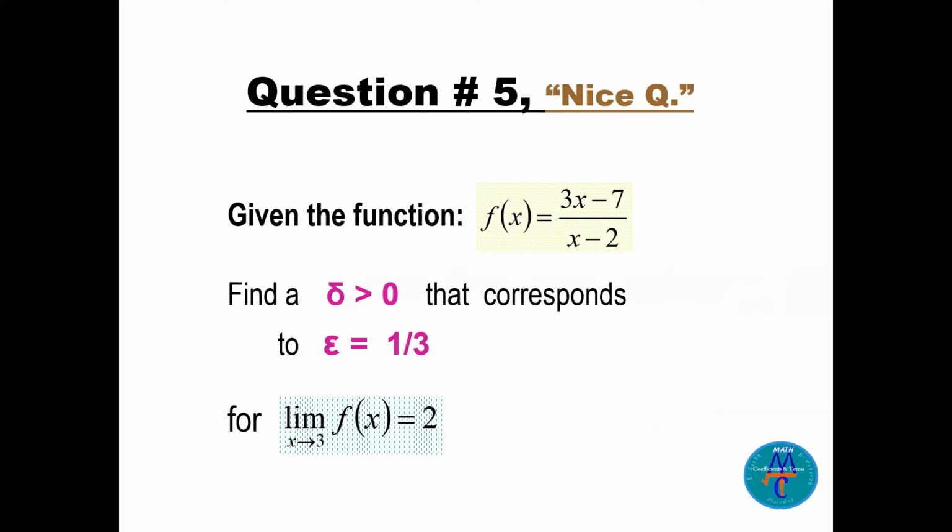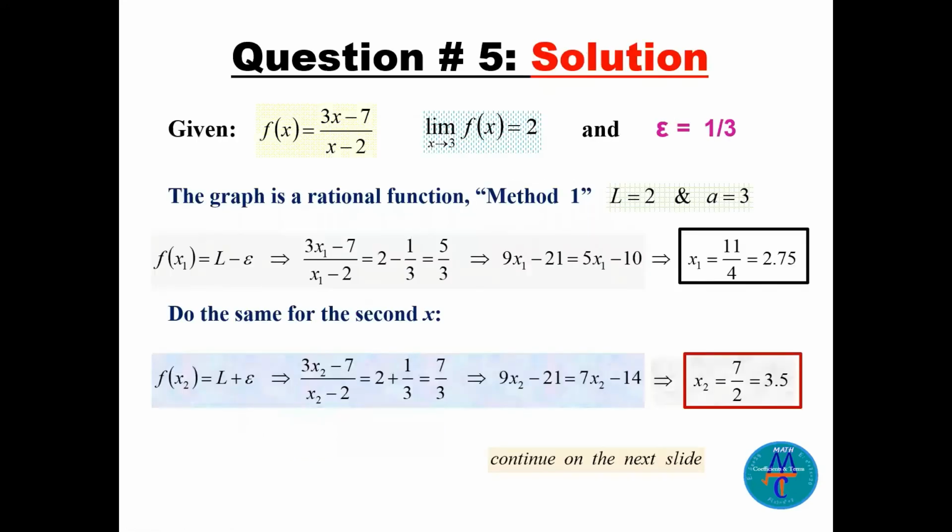This is a nice question, question number 5. We have a rational function. Given the rational function f of x equals 3x minus 7 divided by x minus 2, find a positive delta that corresponds to epsilon 1 over 3 for the limit of this function as x goes to 3 equals 2. So the limit is 2, a is equal to 3. Okay, so this is the function, and this is the limit, and this is epsilon 1 over 3.